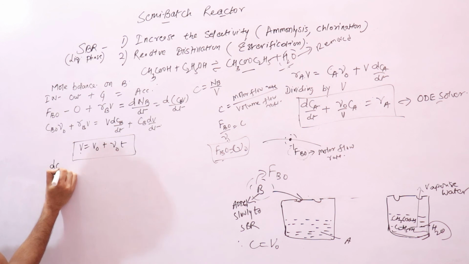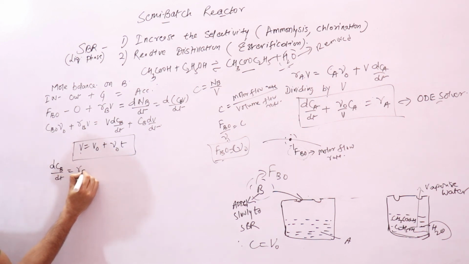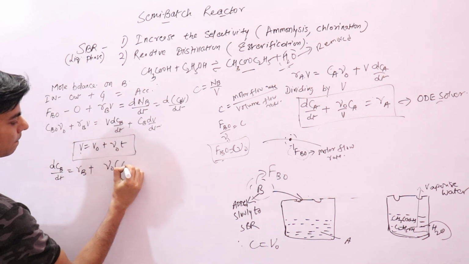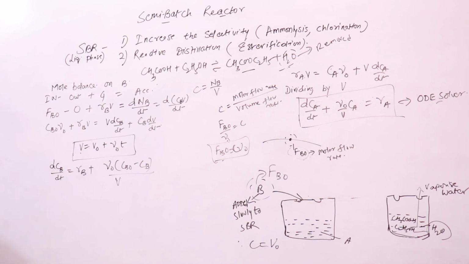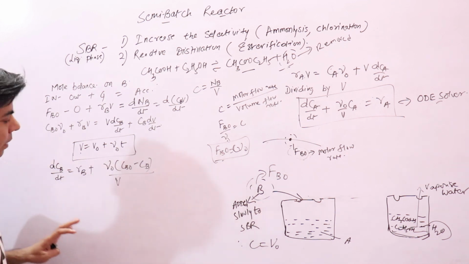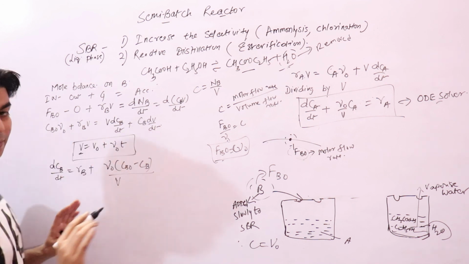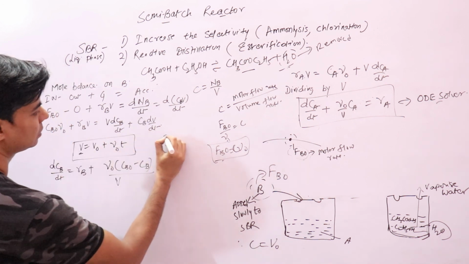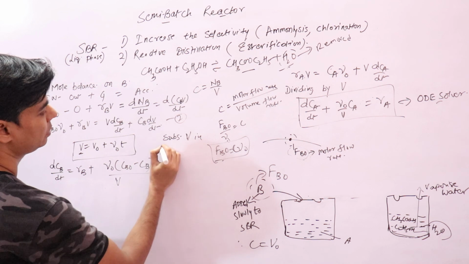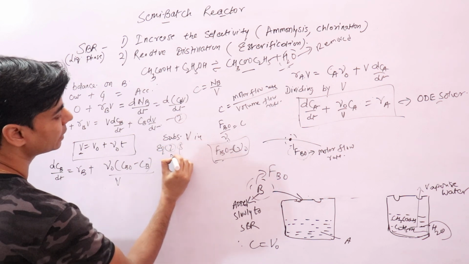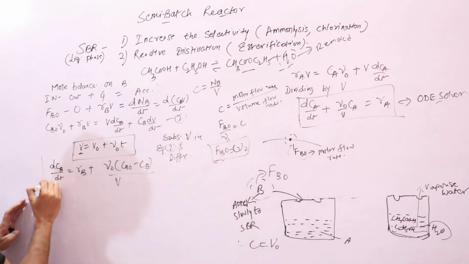dCB/dt is equal to rB plus nu 0 (CB0 minus CB) upon V, the volume. This is the equation that you will get. I repeat, you substitute the value of V from equation 2 in this equation and then differentiate. You will get this equation.